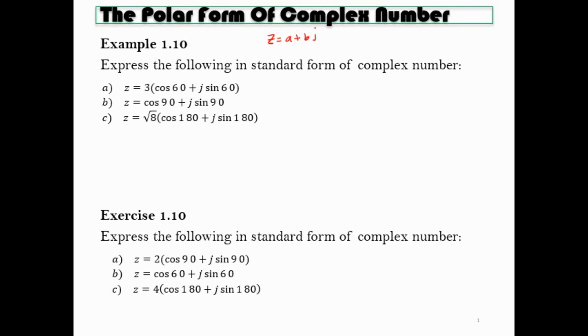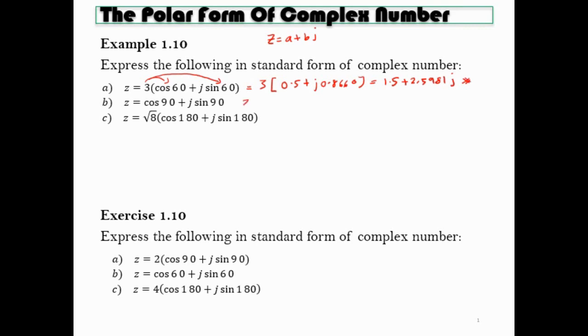What you need to do is just use your calculator. Here is cos 60 degrees, you find the value and multiply by 3, and then sin 90 degrees, you press the value and multiply by 3. So it will be 3 times cos 60, which is 0.5, plus j times 0.8660. You just expand it and you will get 1.5 plus 2.5981 j. So that is the standard form that we want.